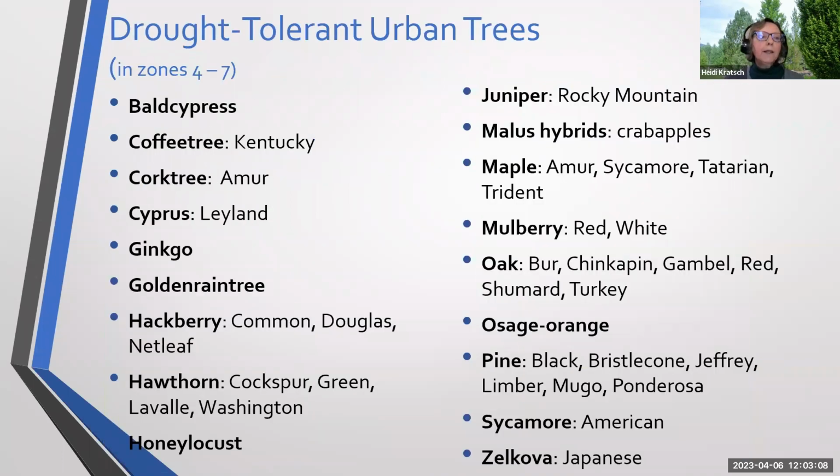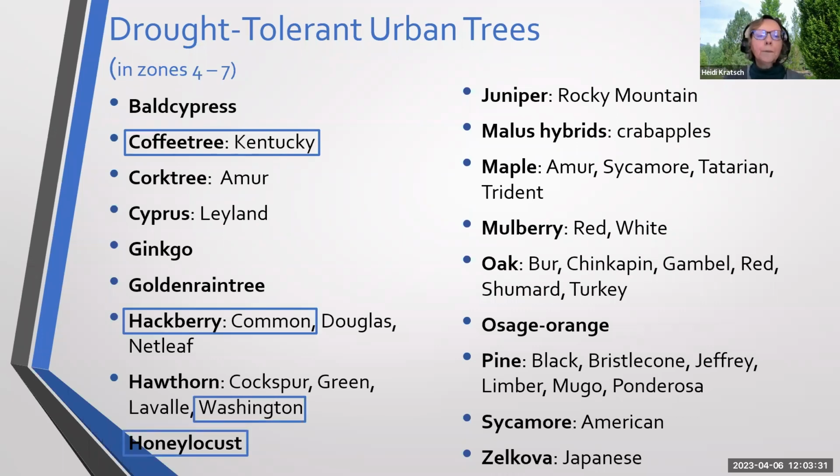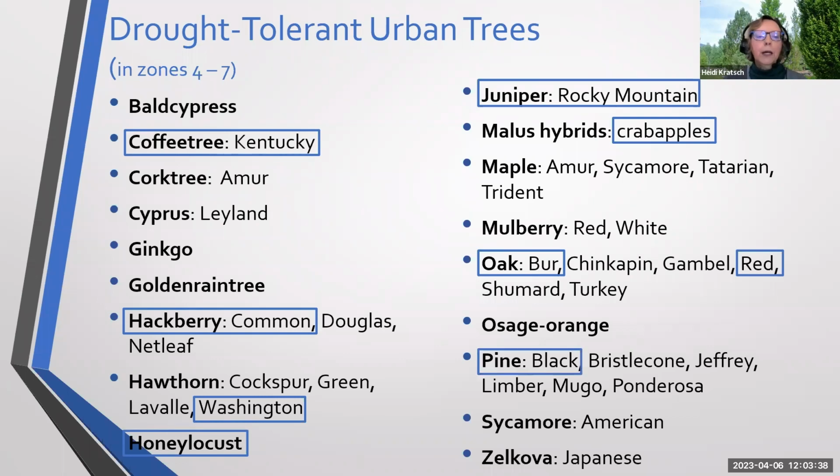But here's just a basic list of trees that are known to be pretty drought tolerant. In particular, I want to point out a few trees in here that were preferred by arborists throughout the Intermountain West during a survey we conducted a few years ago about drought tolerant urban trees. And these are their top 10 favorites. So Kentucky coffee tree, common hackberry, Washington hawthorn, honey locust, Rocky Mountain juniper, crabapple, burr oak and red oak, black pine, and ponderosa pine.